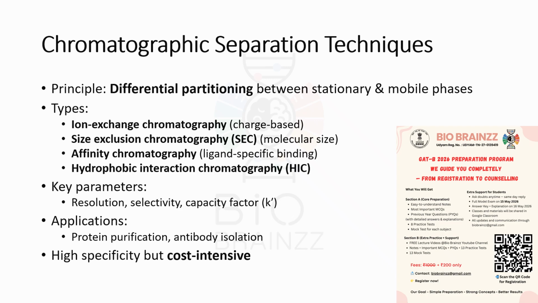Ion exchange chromatography separates molecules based on charge, while size exclusion chromatography separates them based on molecular size. Affinity chromatography provides high specificity using a ligand-target interaction, and hydrophobic interaction chromatography separates based on hydrophobicity. Key parameters such as resolution, selectivity, and capacity factor determine the effectiveness of separation, although these methods can be expensive.